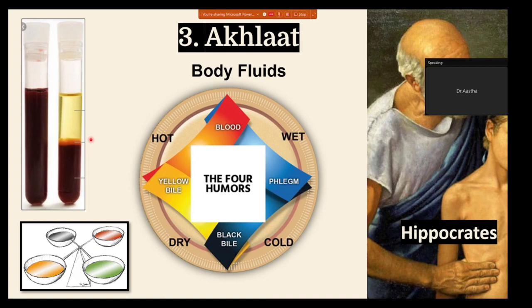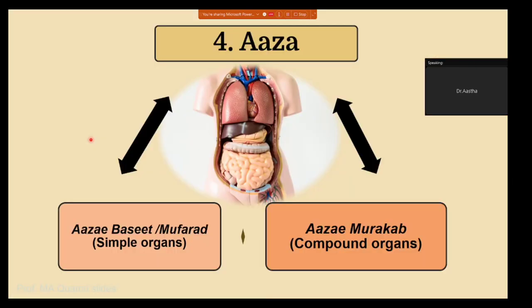So this hypothesis is proved by means of this small experiment, that in the human body the body fluids are only the four colored ones, given as dam, balgam, safra, sauda, and accordingly their dominance and their quantitative and qualitative derangement can lead to abnormality of the human body. The fourth umur of the human body is the aza. Aza means organs.